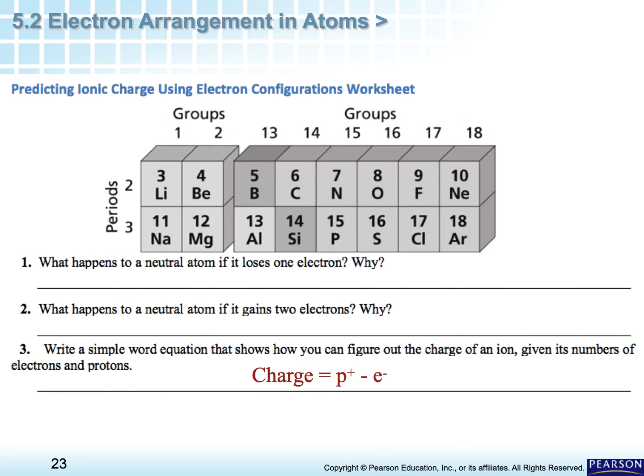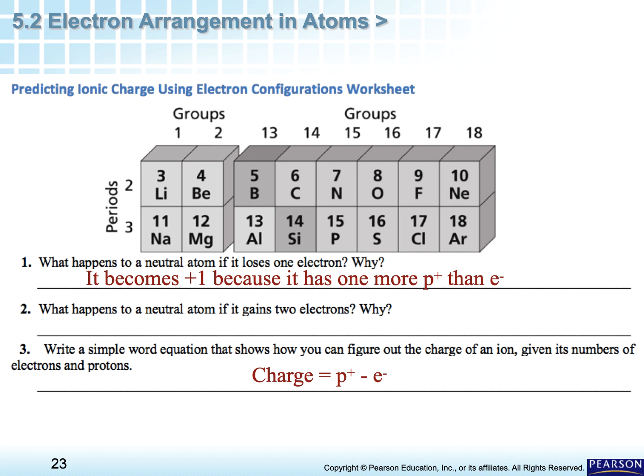So, what happens to a neutral atom if it loses one electron? When neutral atoms lose electrons, they become cations. They become a +1 ion because at this point, when you lose an electron, you have more protons in the nucleus than electrons in the atom. When the protons equal the electrons, it's neutral.